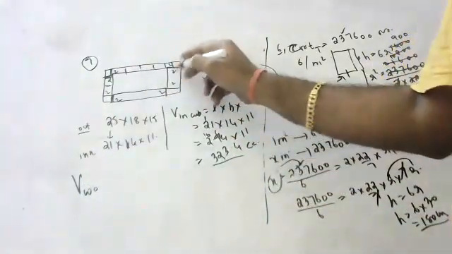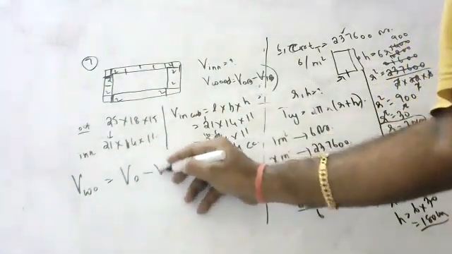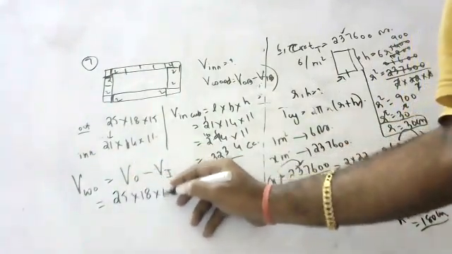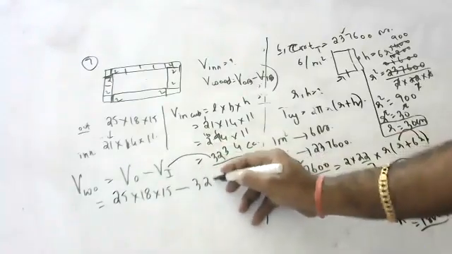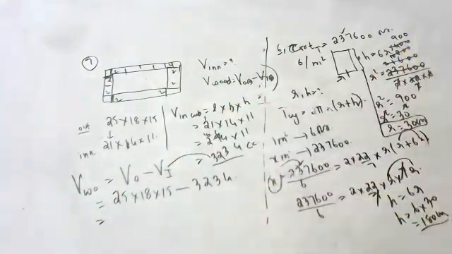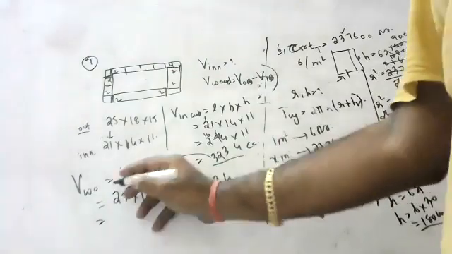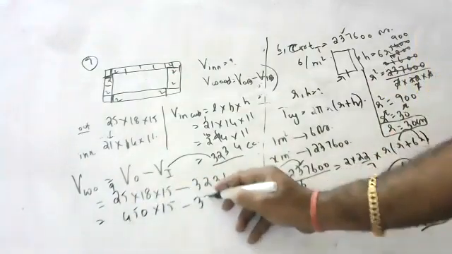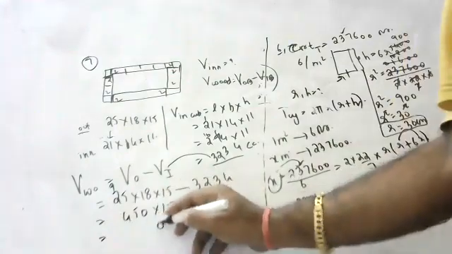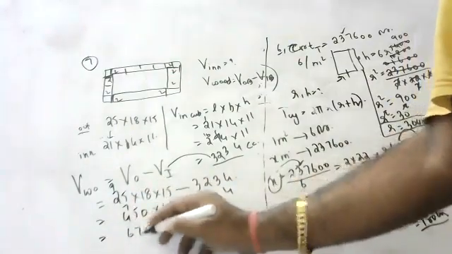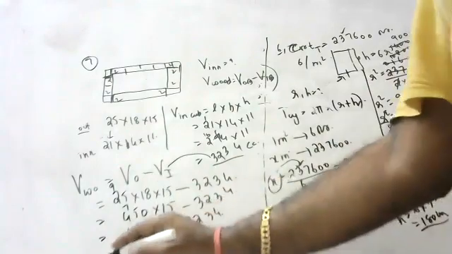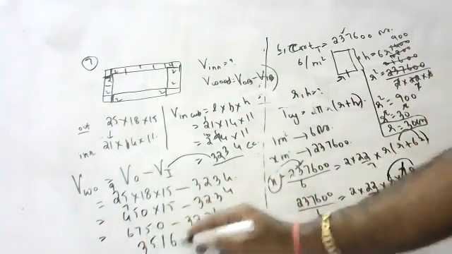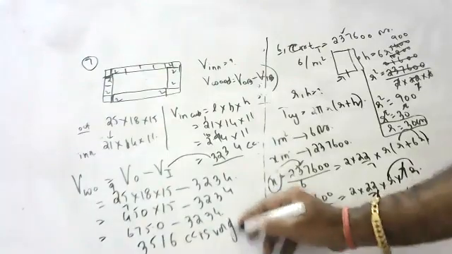Volume of wood is volume of outer box minus volume of inner box. Outer box is how much, children? 25 into 18 into 15 minus 21 into 14 into 11, which we got already, 3234. 18 fives are 90, 18 twos are 36, so 450 into 15 minus 3234. 15 zeros are 0, 15 fives are 75, 15 fours are 60, 6750 minus 3234. So 10 minus 4 is 6, 4 minus 3 is 1, 7 minus 2 is 5, 6 minus 3 is 3. 3516 cc is the volume of wood.